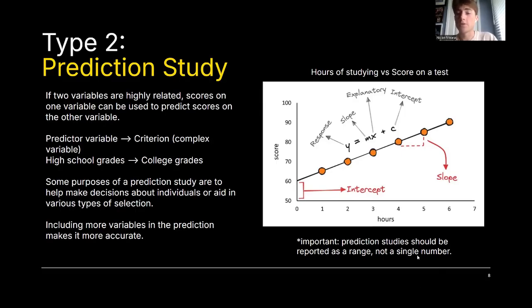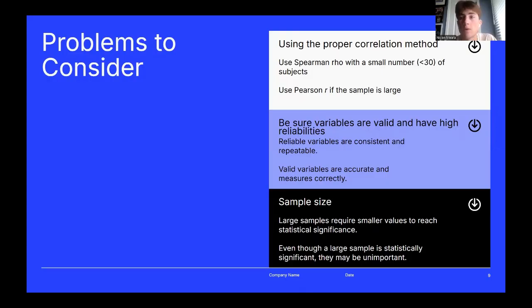It's important that prediction studies should be reported as a range, so not a single number. For this example, we have hours studying versus a score on a test. If I study for 5 hours, I'm likely to get an 80 based off of this specific line, but this should be represented as a range. So I might get a 75 to an 80 is the most likely that I'll fall into if I study for 5 hours.